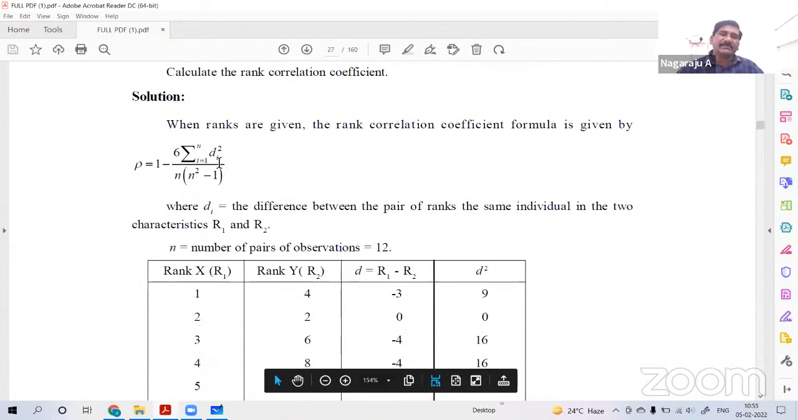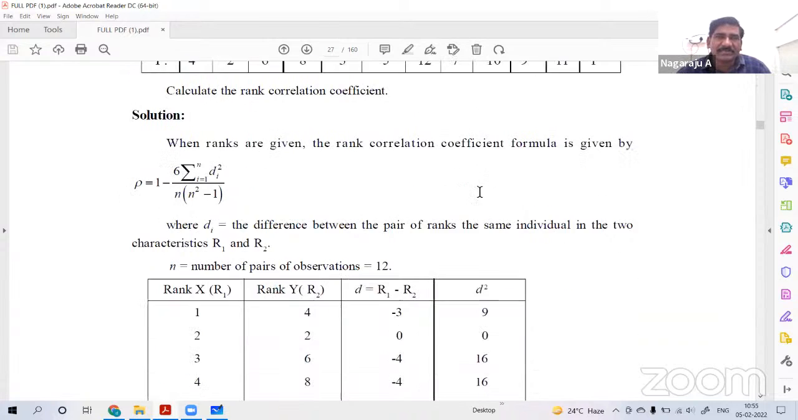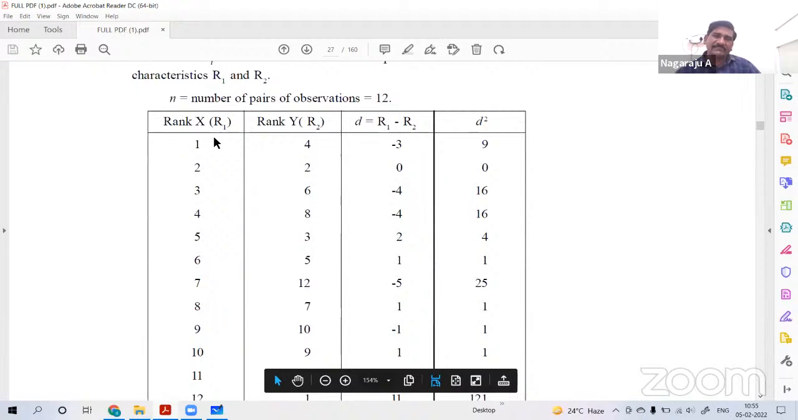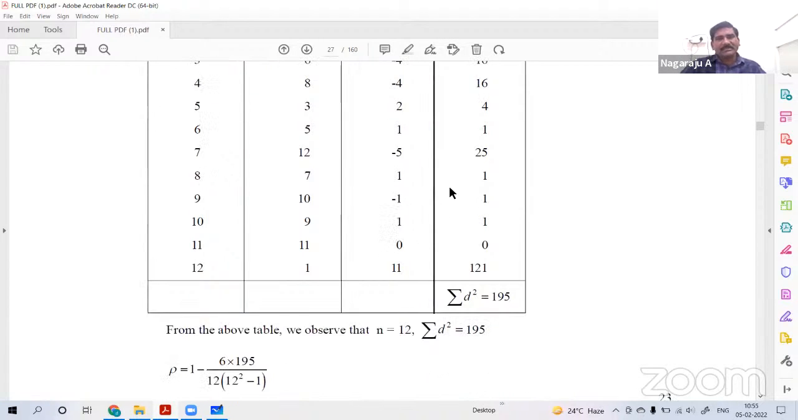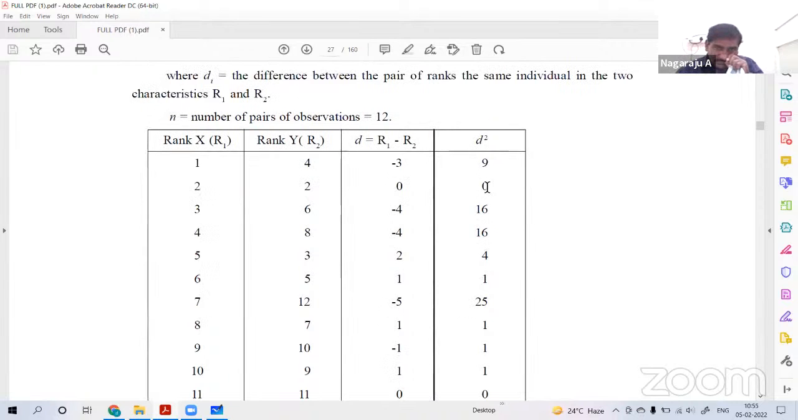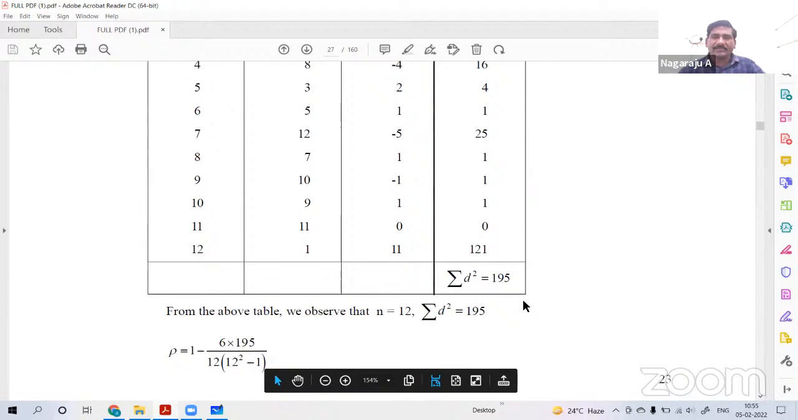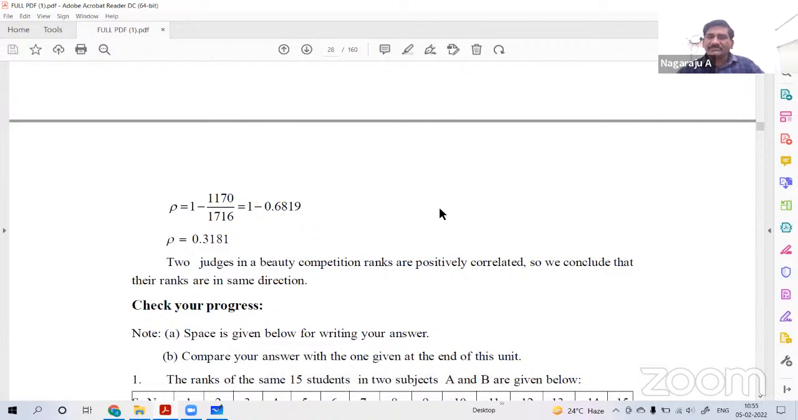Next is 1 minus 6 sigma d square by n into n square minus 1. I take the first x data in the first column and the second data in the second column. Next, the difference is R1 minus R2, like 4 minus 1, 2 minus 2, and so on. Then I square them: minus 3 whole square, 0 square, minus 4 whole square, and so on. The total summation d square is 191. Substituting these values in the formula, the rank correlation is 0.31. So it is a positive correlation, but a very small one, not strongly correlated.